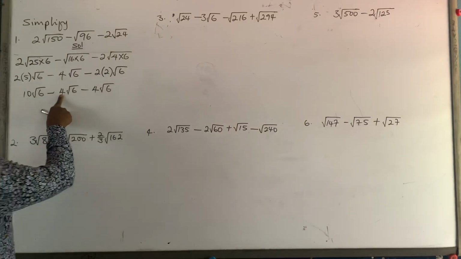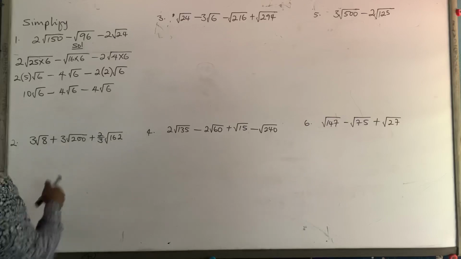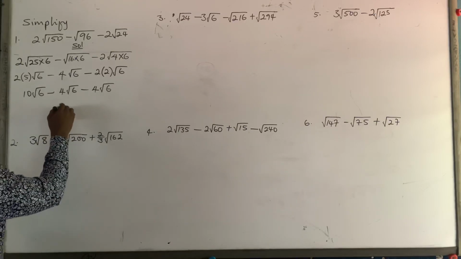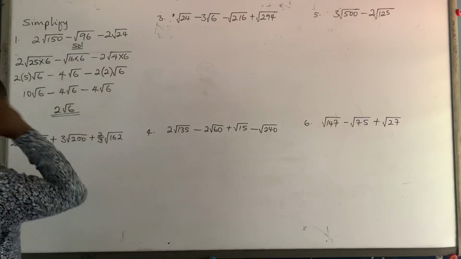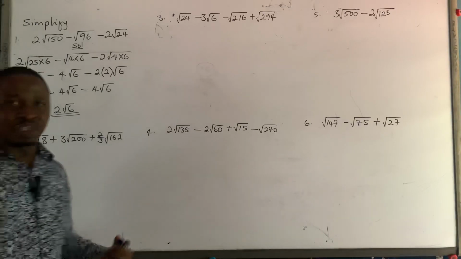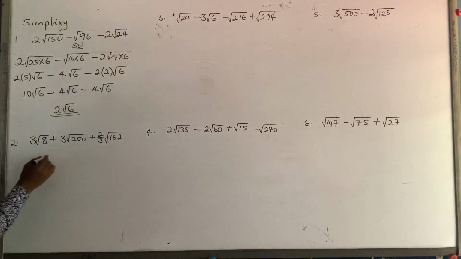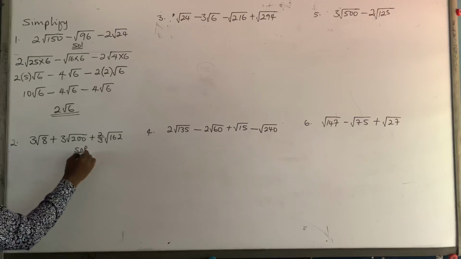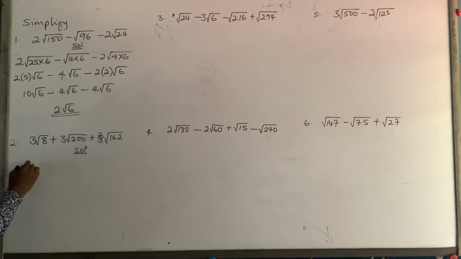10 minus 4 is 6. 6 minus 4 is 2. So we have 2 root 6. So this is what we have. So all that we've learned is something that we are coming to apply here. So we say 3. The two numbers for 8 are 4 times 2.